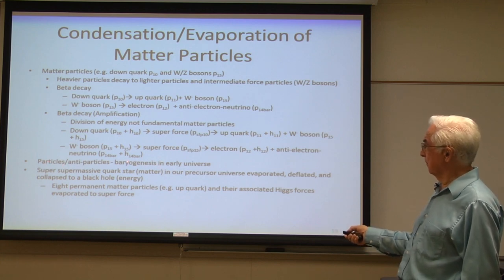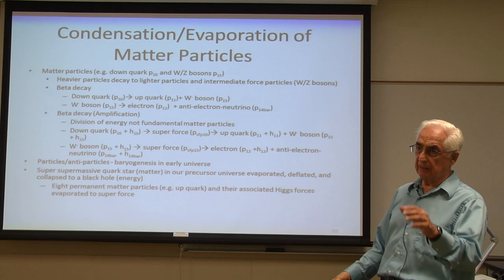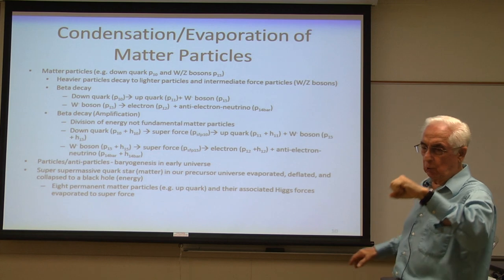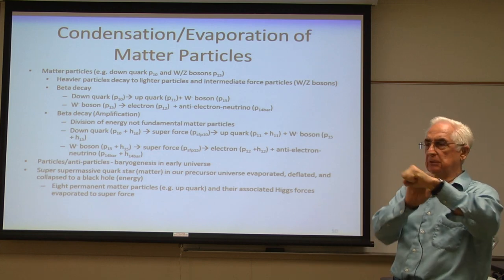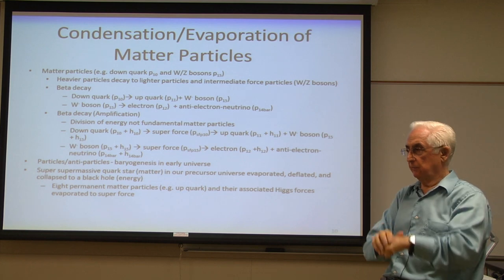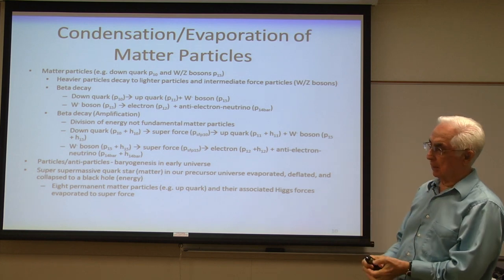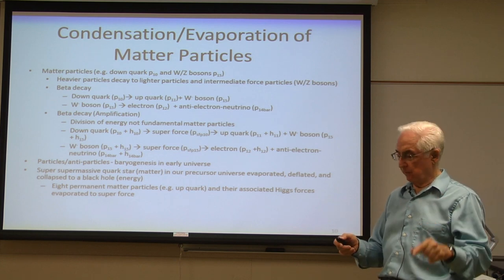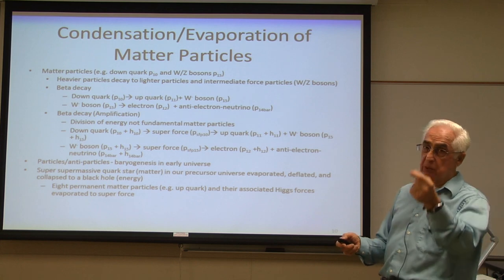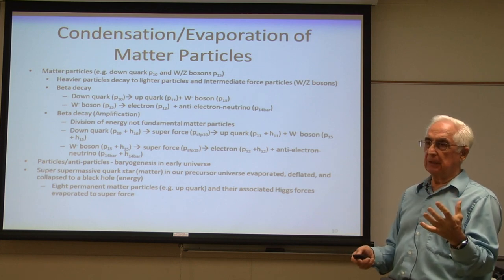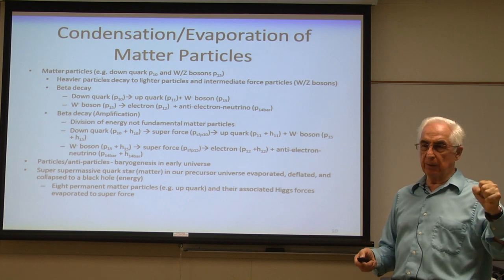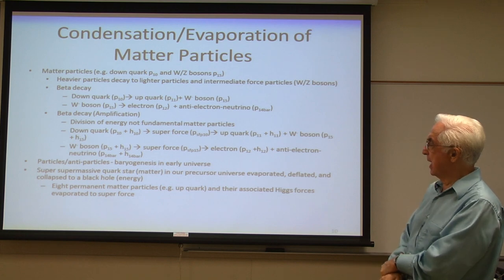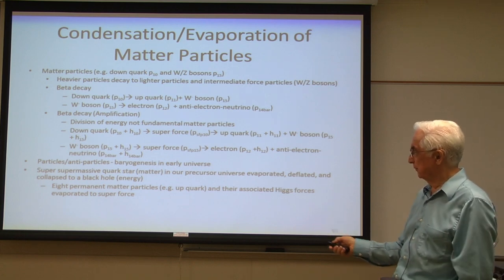Particles and antiparticles I described as baryogenesis in the early universe. What I said there was that initially the superforce condensed in equal amounts into an up quark and its associated Higgs force and an anti-up quark and its associated Higgs force. Those four particles evaporated back to the superforce, and after n of these condensation evaporation cycles, the ball eventually came down to where the superforce condensed totally into the up quark and its associated Higgs force, and none of the energy went to the anti-up quark and its associated Higgs force.